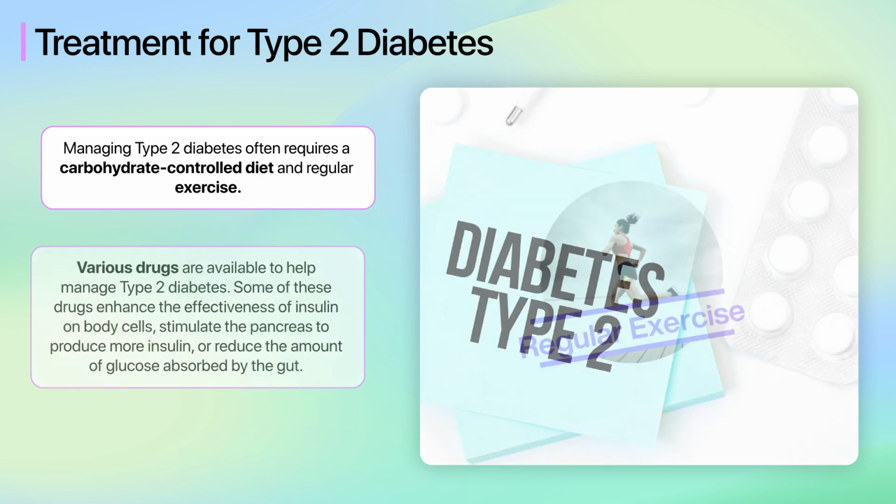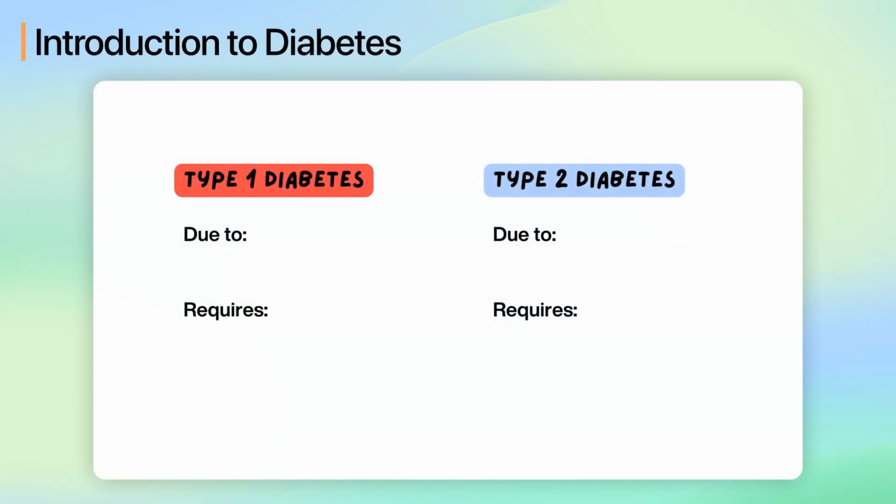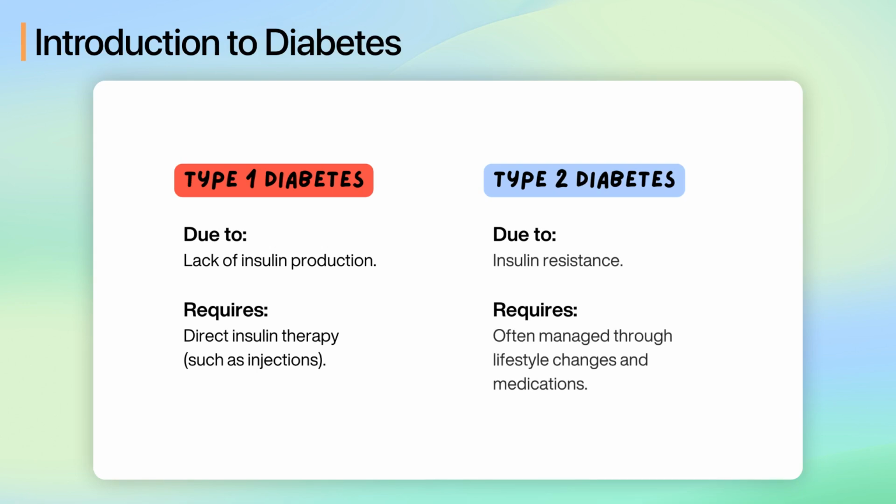There are also various drugs available to help manage type 2 diabetes. Some of these drugs enhance the effectiveness of insulin on body cells, stimulate the pancreas to produce more insulin, or reduce the amount of glucose absorbed by the gut. While both types of diabetes result in high blood glucose levels, their causes and management strategies differ. Type 1 diabetes is mainly due to the lack of insulin production, requiring direct insulin therapy. On the other hand, type 2 diabetes involves insulin resistance and can often be managed through lifestyle changes and medications.